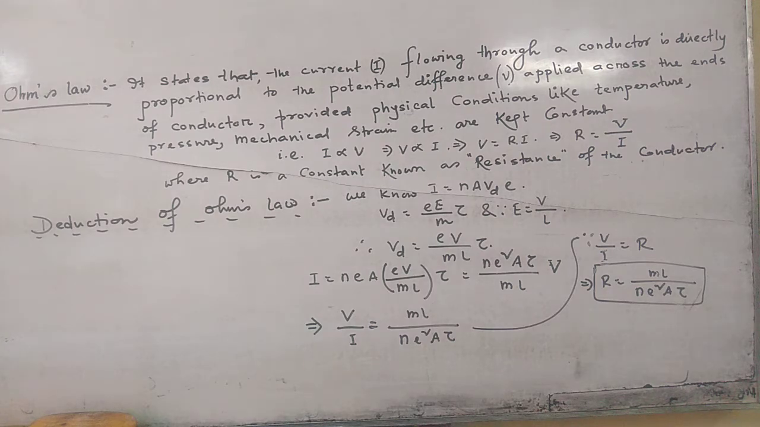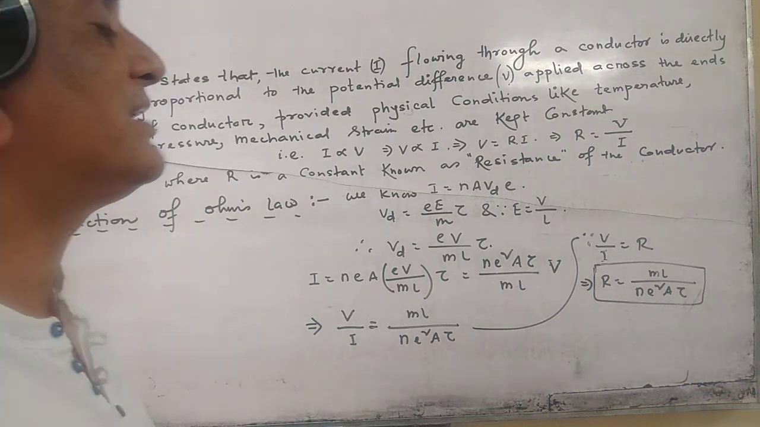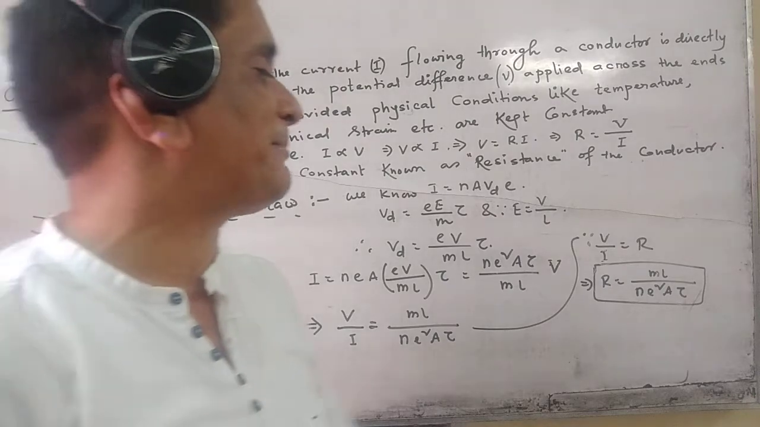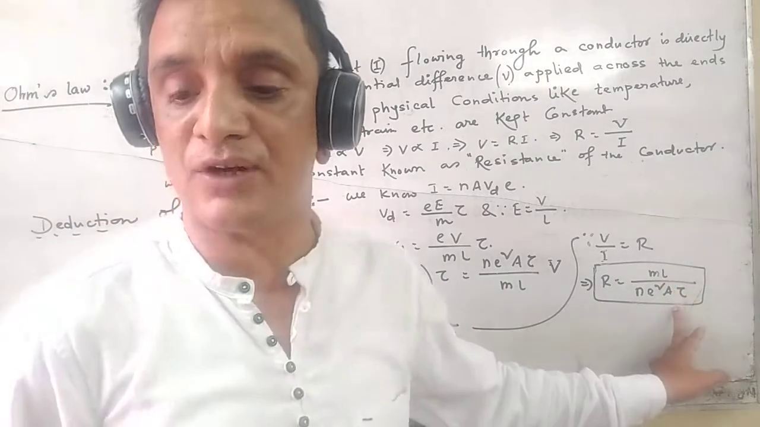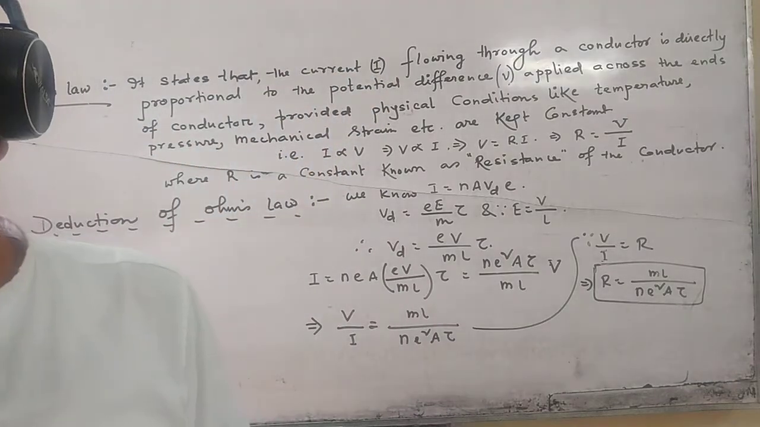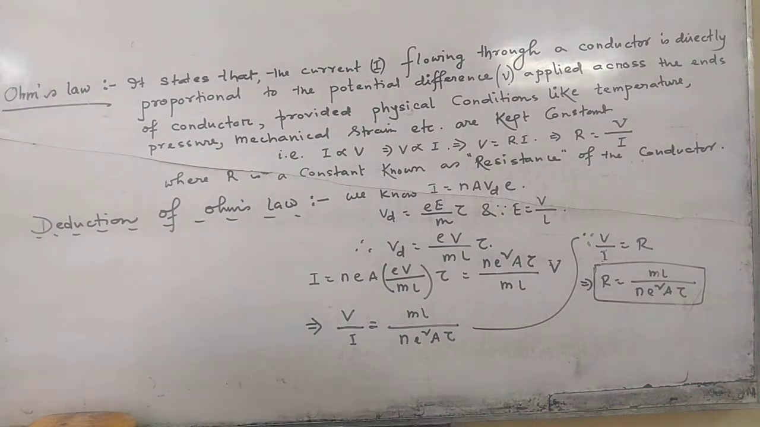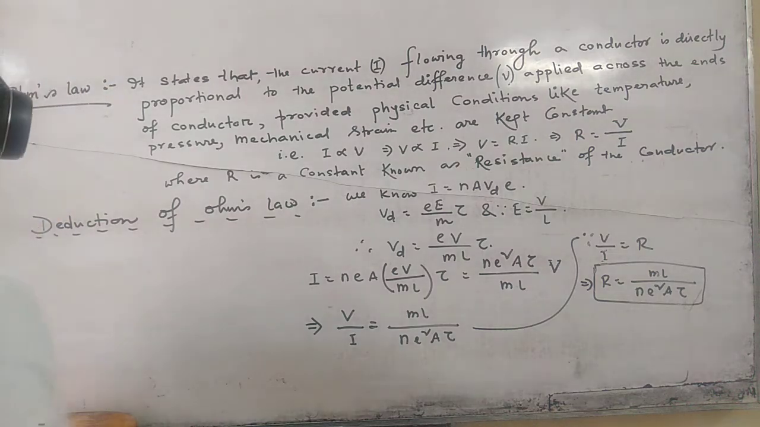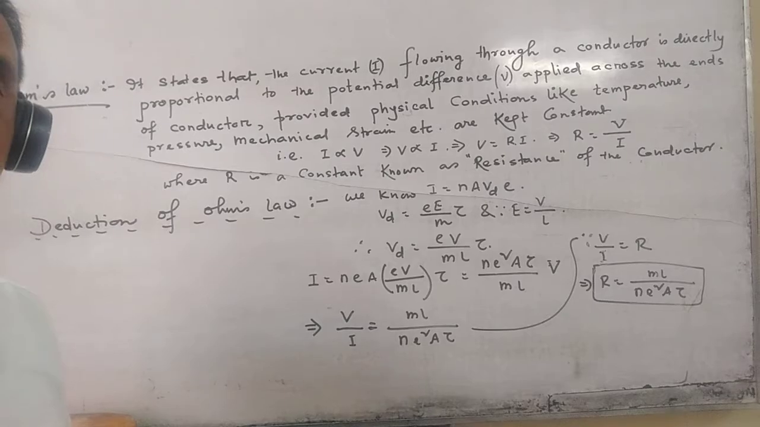Now, what is resistance? We can say that resistance is the ratio of potential to the current flowing through the conductor. It depends upon the length of the conductor, area of cross section of the conductor, and relaxation time. Is it clear? And now, what is the unit of resistance?